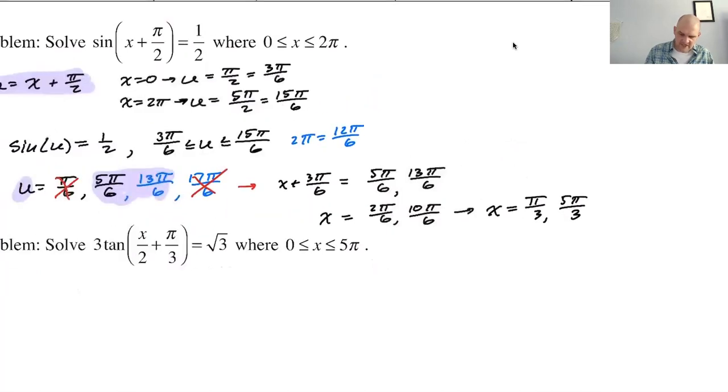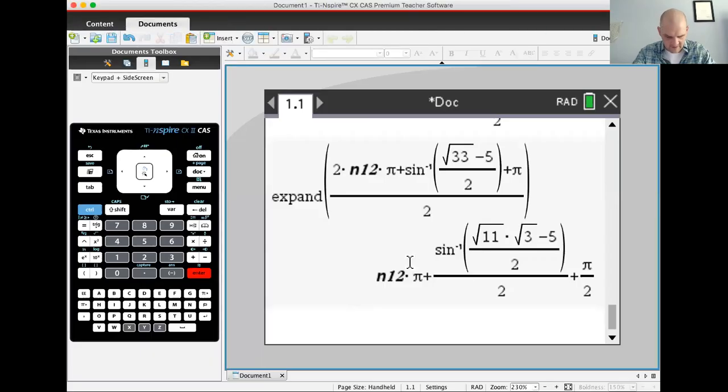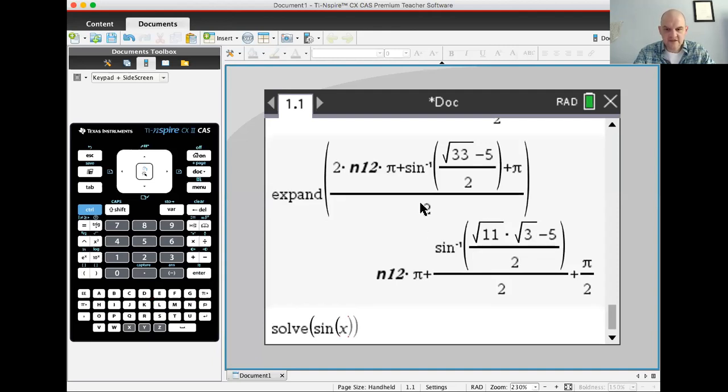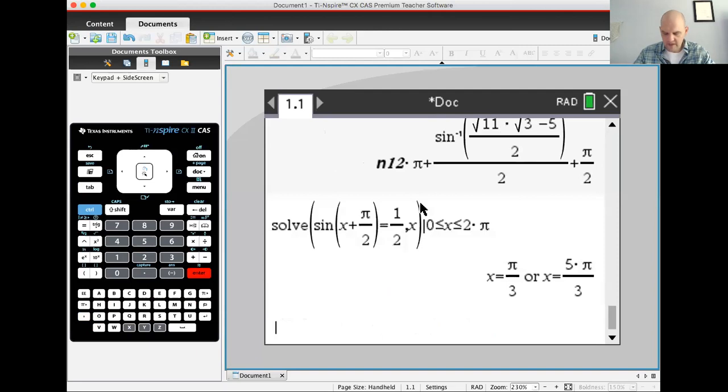Okay, so I'm going to check this one on the calculator. The other one's in the table. I'm just pretty confident on. I'm sure that if they're wrong, dozens of people will let me know. So that's not something that I'm concerned with. So let's see if we did it. So I'm going to solve sine of x plus pi over 2 equals 1/2, solving for x, and then I have to be between 0 and 2 pi. I get pi over 3 and 5 pi over 3, which is exactly what I expected.